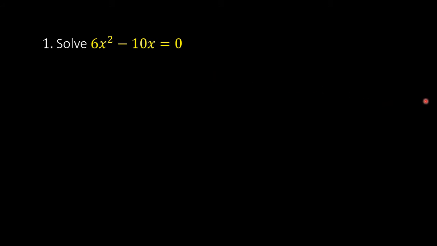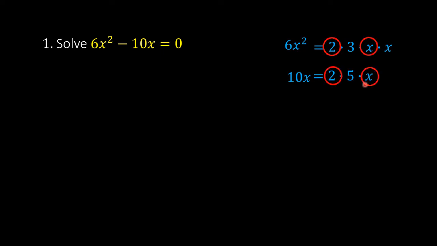Let us factor 6x squared. 6x squared is equal to 2 times 3 times x times x. Let us factor the second term, 10x. 2 times 5 times x. We can see that 2x is the common factor. In fact, it is the greatest common factor of 6x squared and 10x. So write 2x.